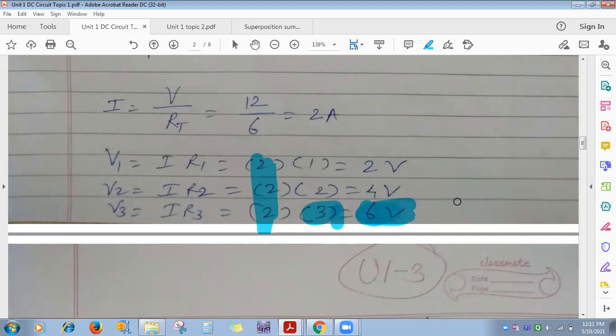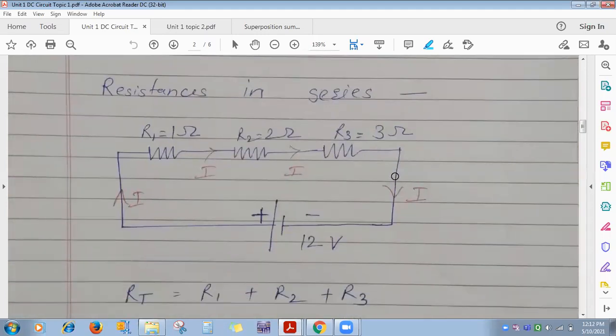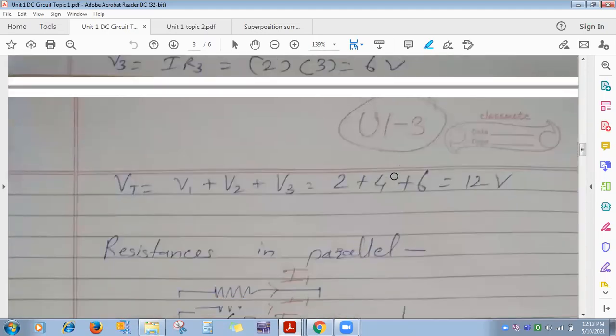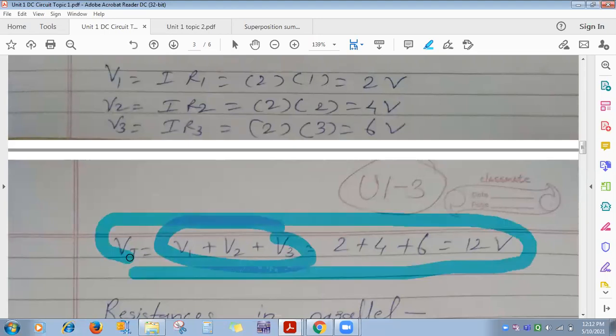Which one of the following statements is true? 2, 3 statements are given. So for series connected resistances, the more the value of resistance, the more will be the voltage drop across it. So series connected resistance is clear. Here, all of you know V1 plus V2 plus V3 will be the total applied voltage. It is nothing but KVL. How to apply KVL, we'll see in detail soon.